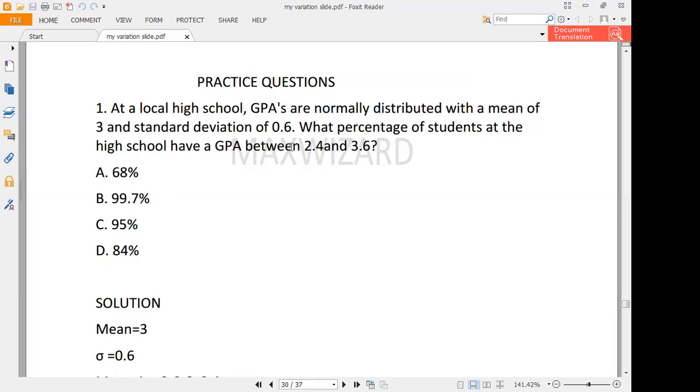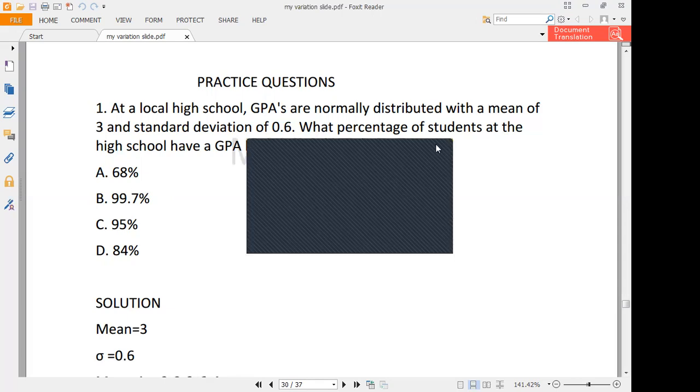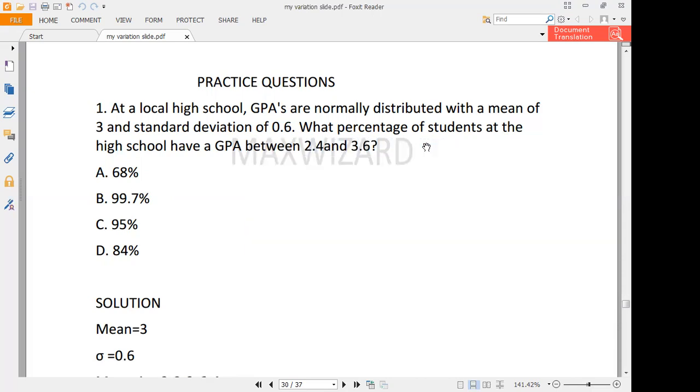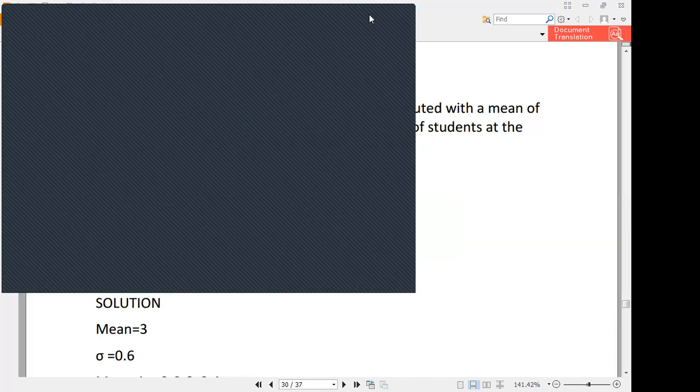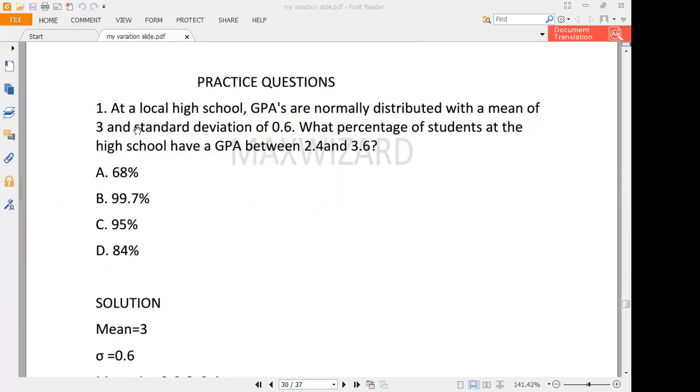In fact, when we are given a question like this, I do tell my students that you don't even need to work most of the time, because you can get your answer straightforwardly. Let's see what I'm trying to say here. As you can see, the mean here is 3. The standard deviation is 0.6, and I was given 2.4 and 3.6.